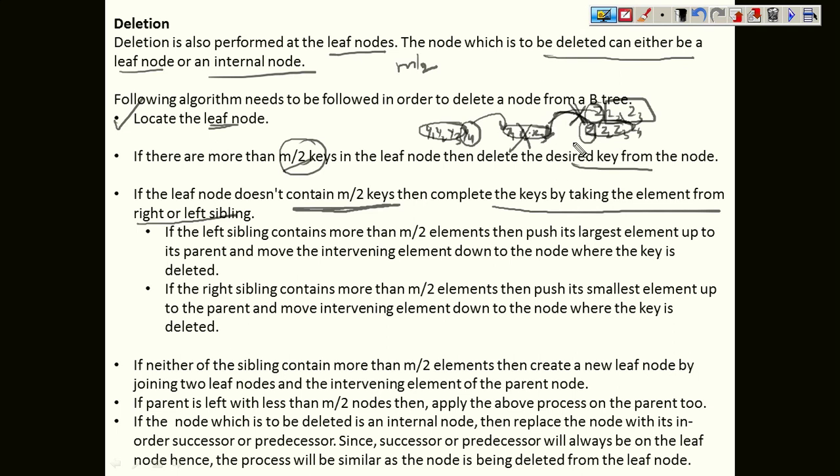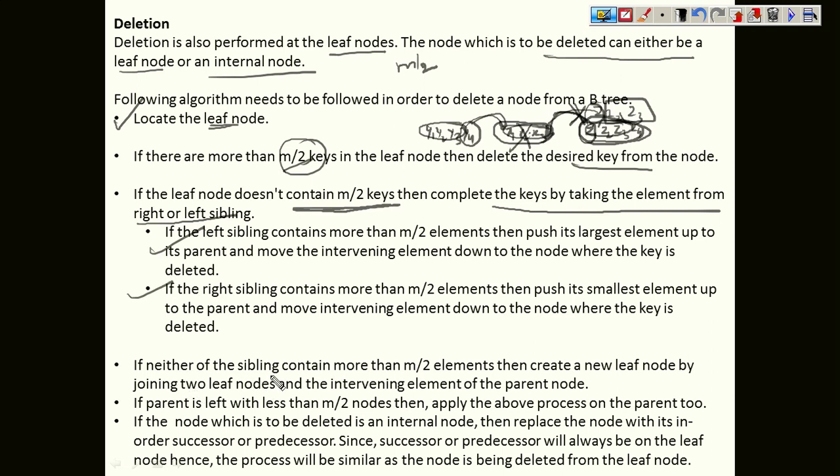So whenever you are shifting any key values from the left or right sibling, you need to make sure that it has a sufficient number of keys and is in a position to provide one key to the sibling in order to maintain its property. Okay, so if the left sibling contains more elements, you will be taking the element from the left, otherwise you will take it from the right.